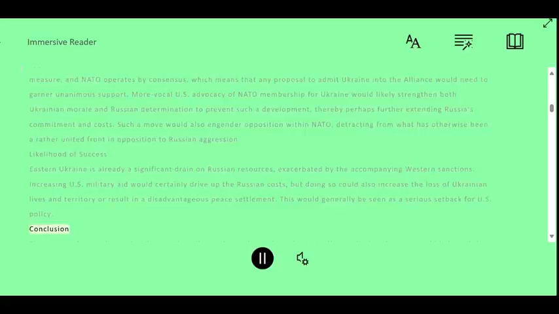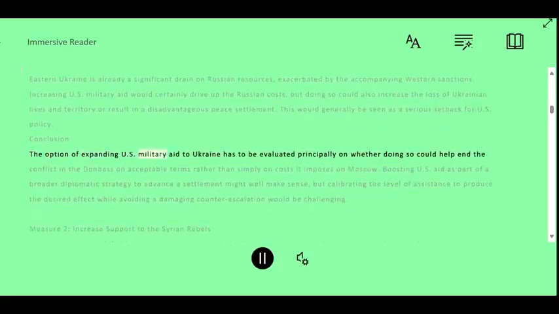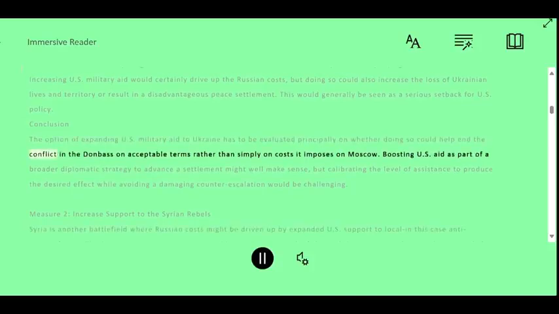Conclusion. The option of expanding U.S. military aid to Ukraine has to be evaluated principally on whether doing so could help end the conflict in the Donbass on acceptable terms rather than simply on the costs it imposes on Moscow.